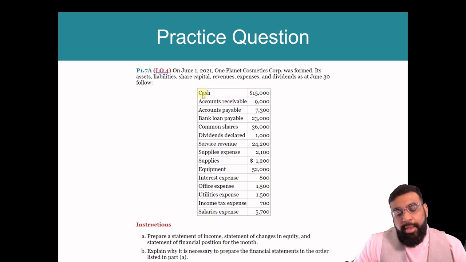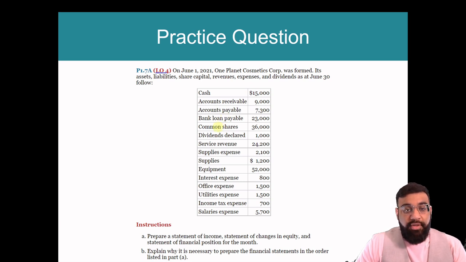So the first step I'm going to do is go through each one of these and figure out if it's going to be an asset, liability, equity, revenue, or expense. Cash, since it's a future benefit, is going to be an asset, which goes onto the balance sheet. Accounts receivable, which is a future benefit, is also an asset, which goes onto the balance sheet. Accounts payable is a future obligation, which is a liability, which goes onto the balance sheet. Bank loan payable, same thing, it's a future obligation, which is a liability, goes onto the balance sheet.